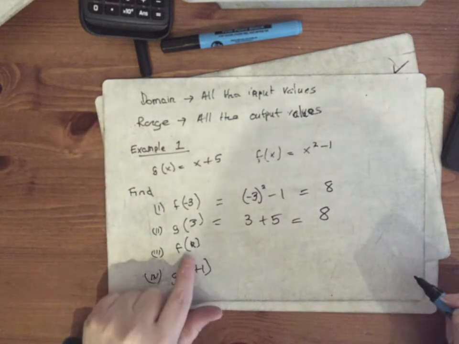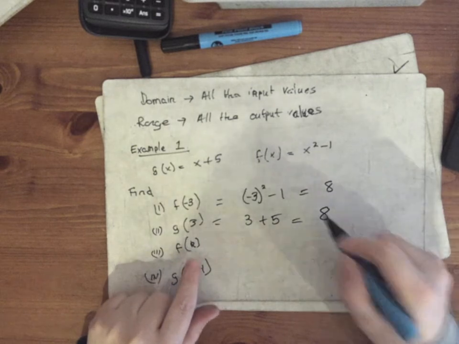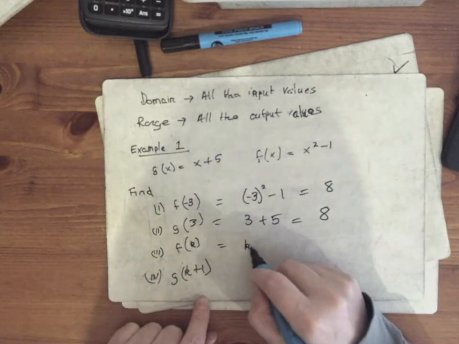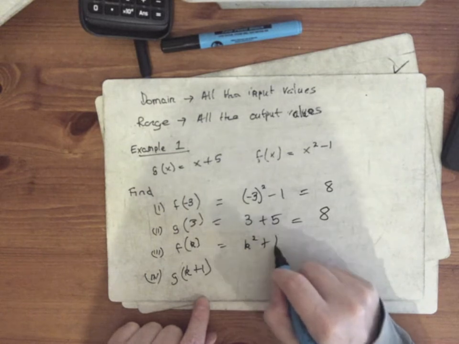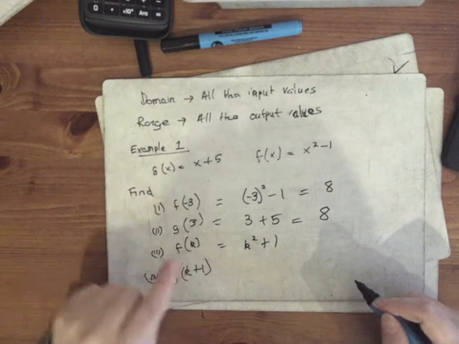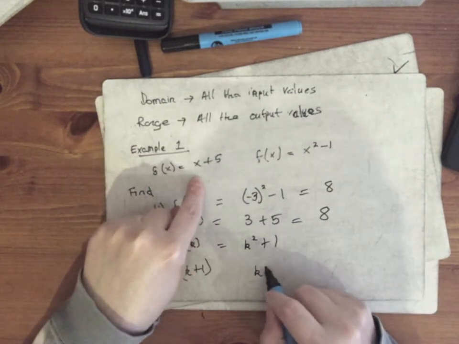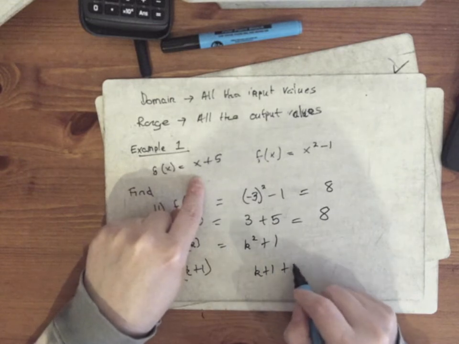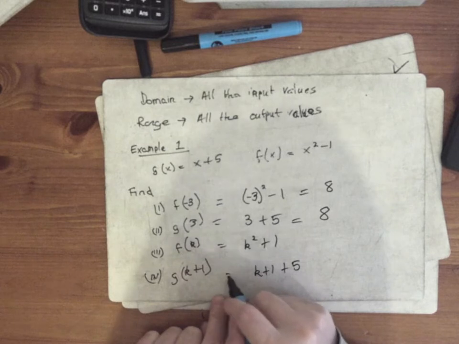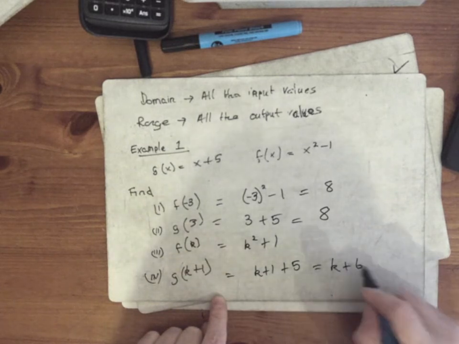f of k means into f, everywhere I see an x, put in a k. So you're just writing the letter k instead of the letter x. So it's k squared minus 1. And g of k plus 1 means into g, everywhere I see an x, I'm putting in a k plus 1. So instead of x, I'm writing k plus 1, giving k plus 1 plus 5. And then I can simplify that. That's actually k plus 6.